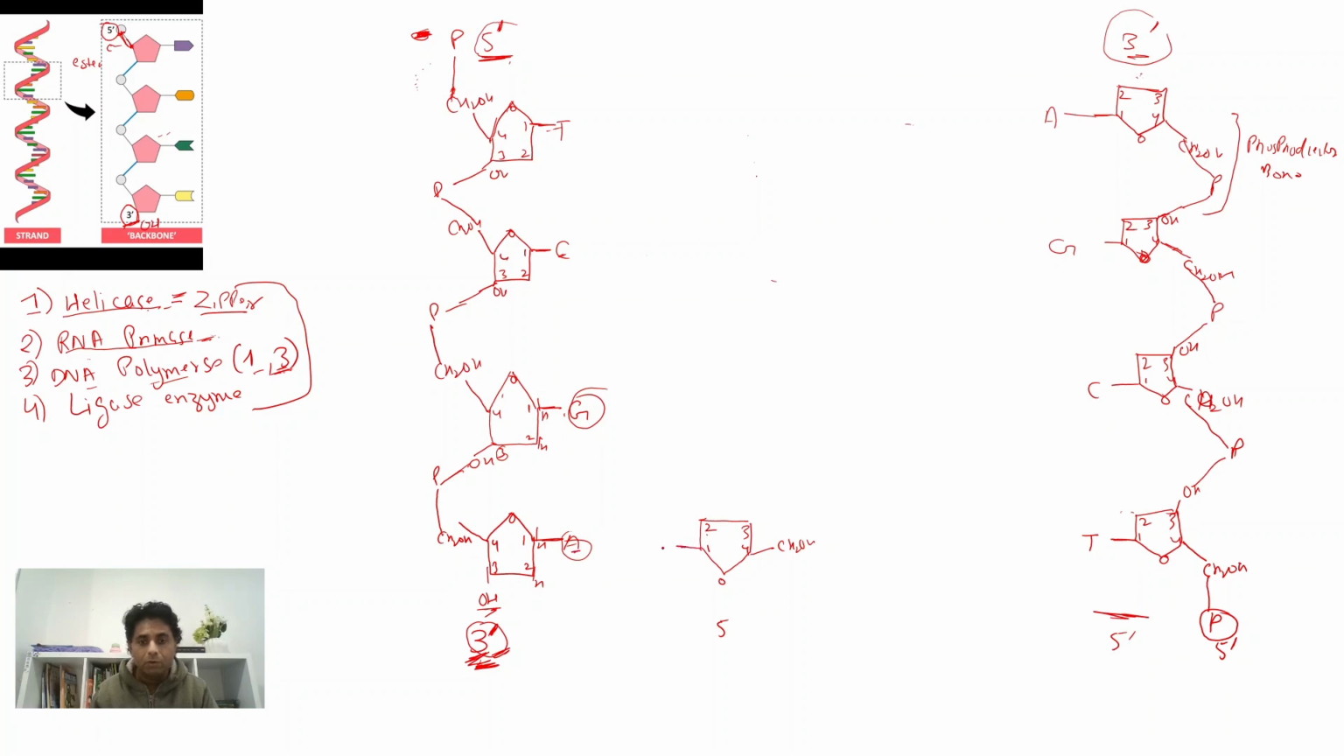So A bonds with T, but RNA primase adds uracil instead of thymine and makes a double hydrogen bond. And here we have the fifth carbon. This is the phosphate group, so P is here. That's why it's 5 prime. This is the hydroxyl group to the phosphate, and then we get the next pentose sugar.